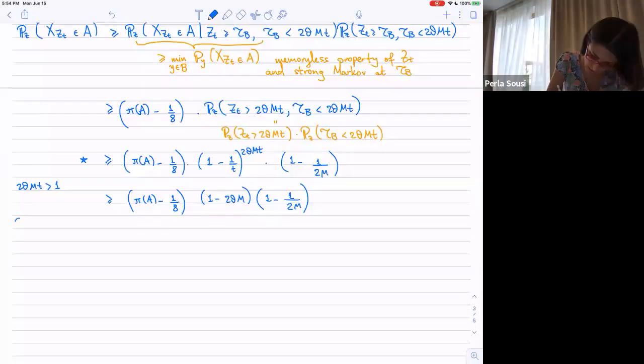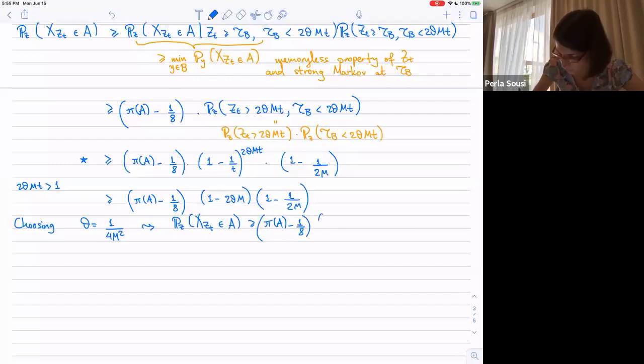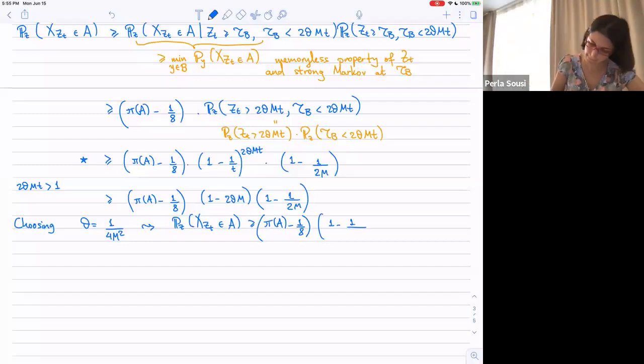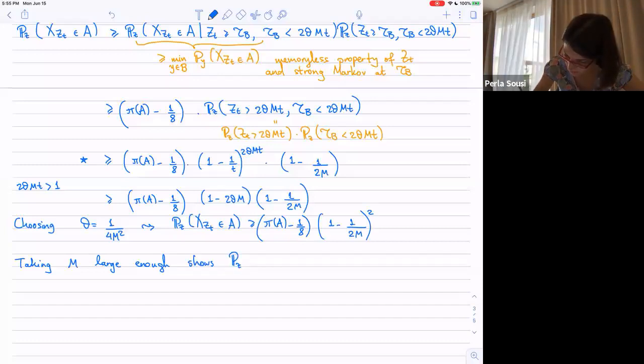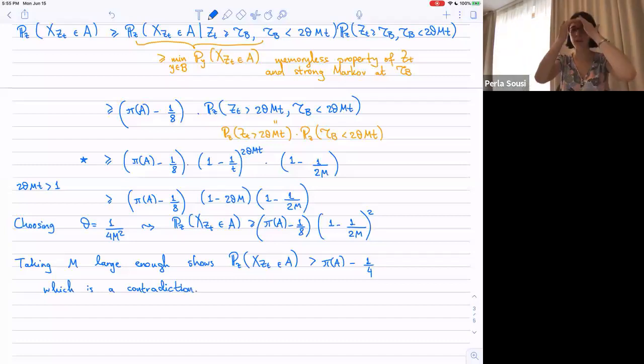So now choosing theta to be 1 over 4m squared, we are going to get that the probability starting from Z that X_Z,t is in A is going to be lower bounded by pi of A minus an eighth times 1 minus 1 over 2m squared. And so now taking m large enough shows that starting from Z, the probability is greater than pi of A minus a quarter, which is a contradiction. And this completes the proof.